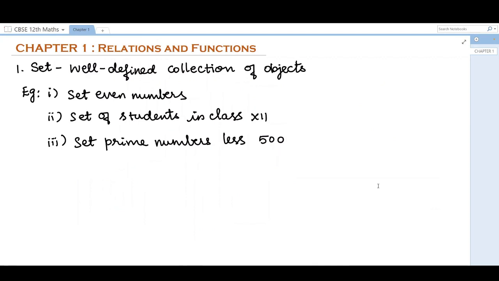A set is defined to be a well-defined collection of objects. Here, the term well-defined is very important, because if the elements in the collection are not well defined, then we cannot consider it to be a set. Examples of sets are the set of even numbers, the set of all students in Class 12 in a particular school, and the set of numbers which are less than 500. All these are examples of sets. Here the elements inside the collection are well defined.